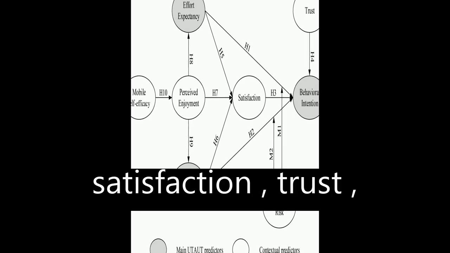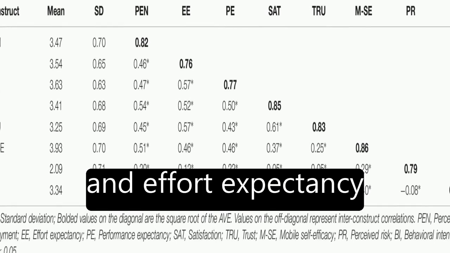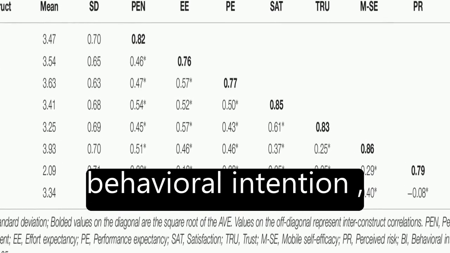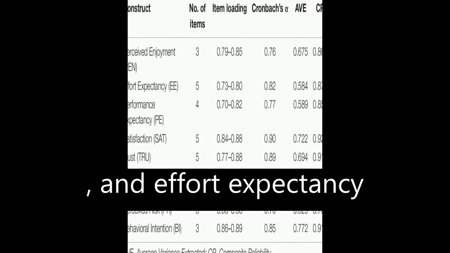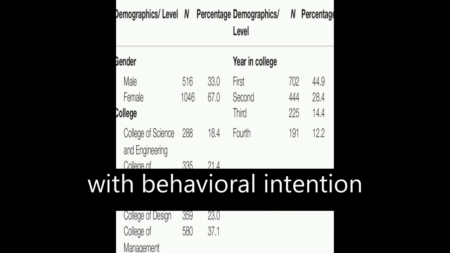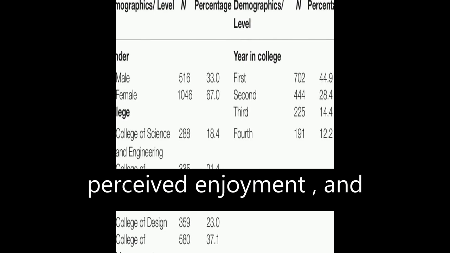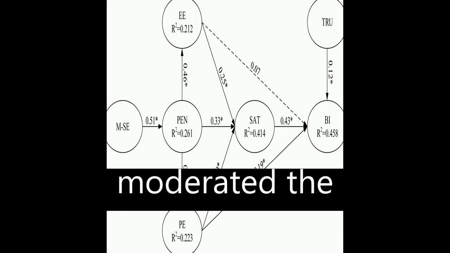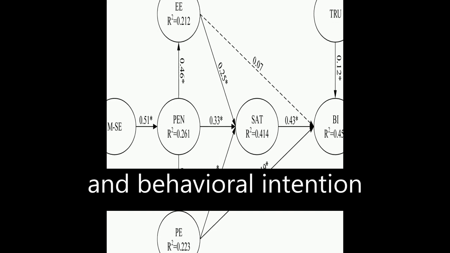The results showed that satisfaction, trust, performance expectancy, and effort expectancy positively influenced behavioral intention, while perceived enjoyment, performance expectancy, and effort expectancy had positive associations with behavioral intention. Mobile self-efficacy positively affected perceived enjoyment, and perceived risk negatively moderated the relationship between performance expectancy and behavioral intention.